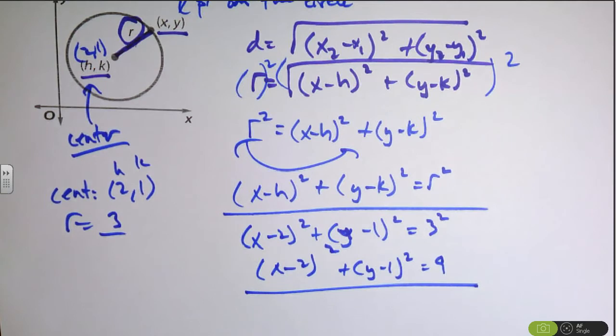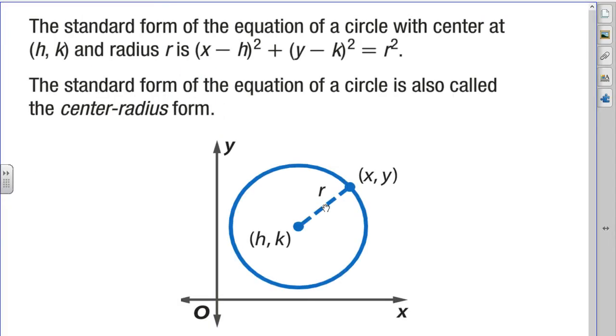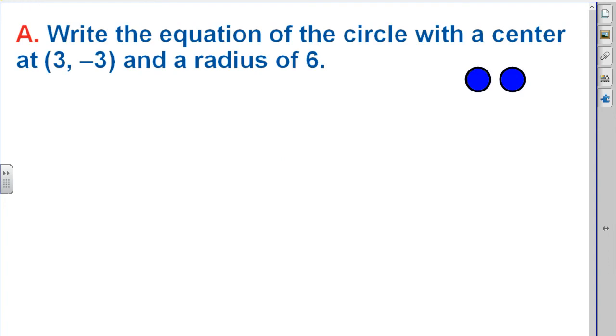Okay, so let's go back to the sheet here and run through that. Again, this is the standard form of the equation of a circle with a center at h, k and a radius of r: x minus h the quantity squared plus y minus k the quantity squared equals r squared. The standard form is also called center-radius form. Okay, but standard form is what we generally call it. So here's the first question. Write the equation of a circle with a center at 3, -3 and a radius of 6.